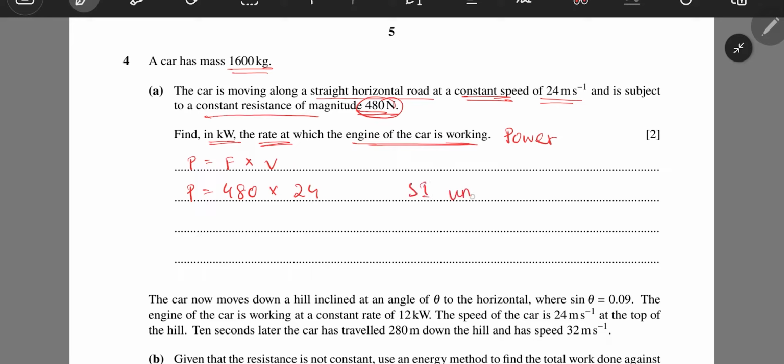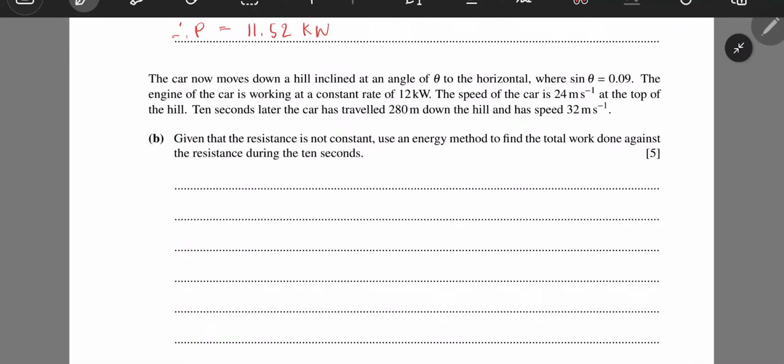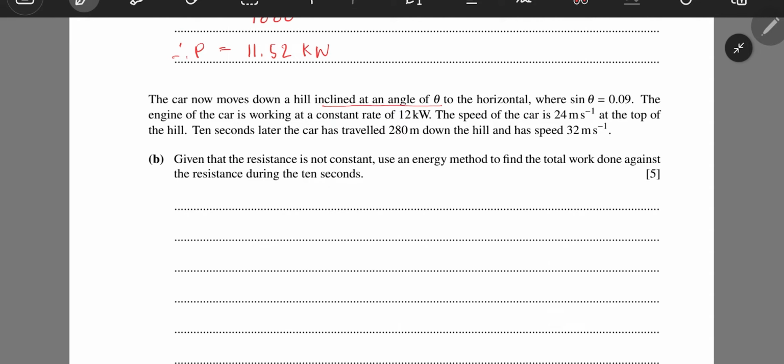Now, understand that when we're using the formula, they're going to give us the answer in SI units. SI unit of power is watts. But they asked us to give the answer in kilowatts. So to get the answer, we divide by 1000. Therefore, P is equal to 480 times 24 divided by 1000. So it's 11.52 kilowatts.